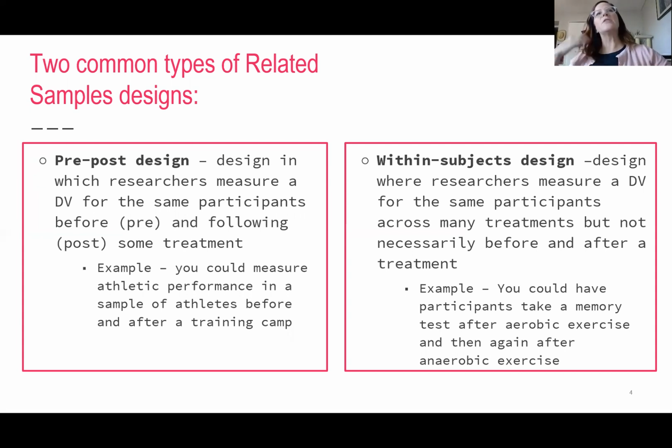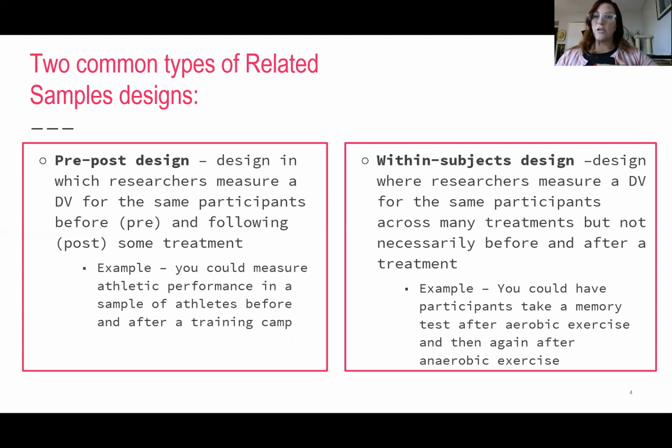And they're measuring the dependent variable as athletic performance. So there's this pre and post design. And these are often called repeated measures designs or repeated measures t-tests if there's only two conditions. But it's also the same thing if you say related samples design, so same thing.